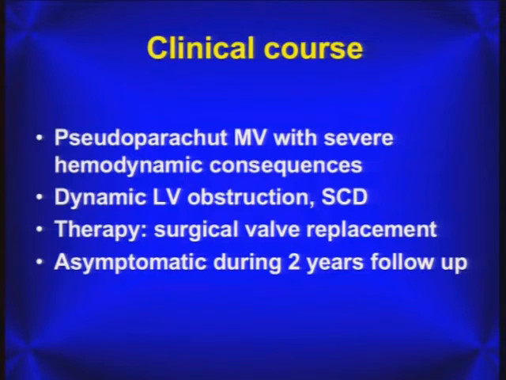What was the clinical course? Pseudo-parachute mitral valve with severe hemodynamic consequences should be operated. In our case, probably the dynamic LV obstruction caused malignant arrhythmia, and it was the main reason for the sudden cardiac death. The therapy was surgical valve replacement. You cannot repair those valves because the subvalvular apparatus is so much abnormal. And after uneventful post-surgical period, we follow the patient, and she is still asymptomatic during the 2 years follow-up.